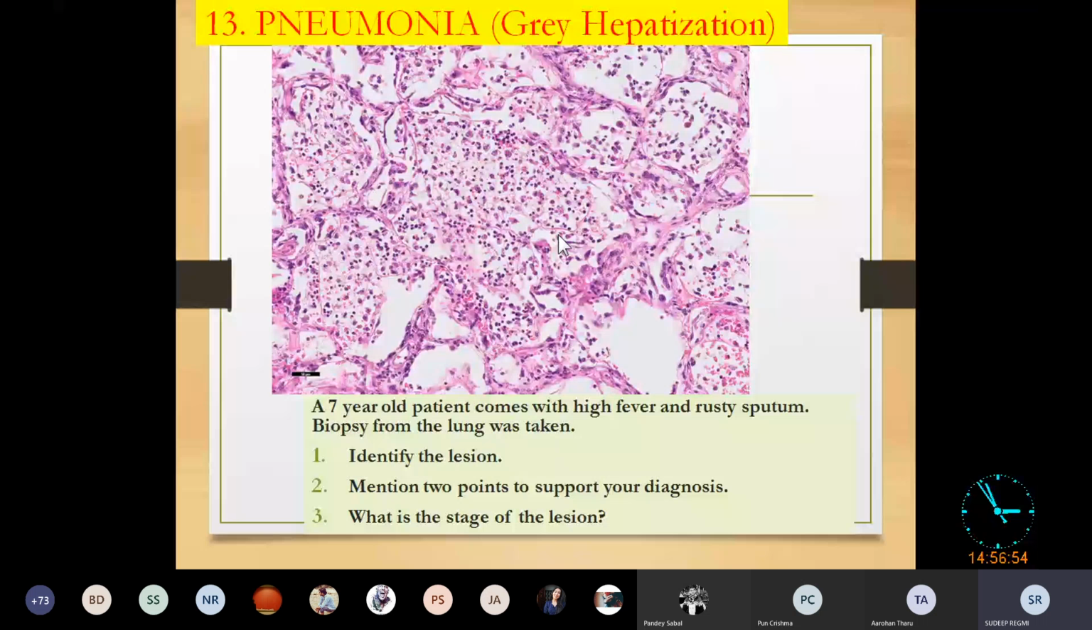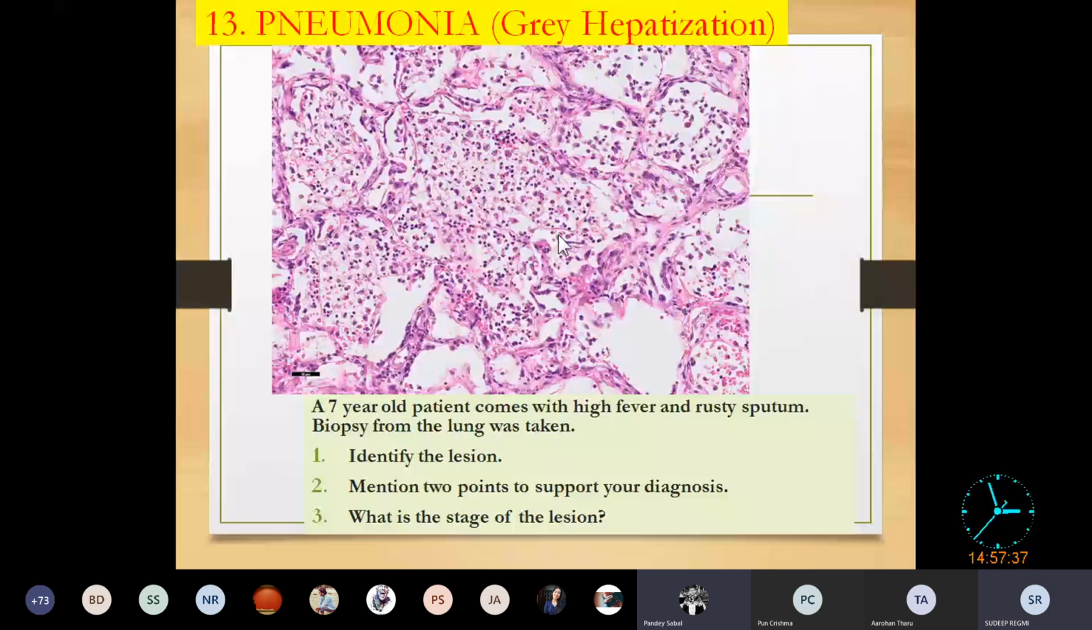Then gray hepatization. RBCs are cleared by macrophages, and the fibrin and other deposits are still present in the space. Now the RBCs are degraded; the intact RBCs are not there, so the reddish color will not be present. And next, resolution. The exudate is cleared from the alveolar space.